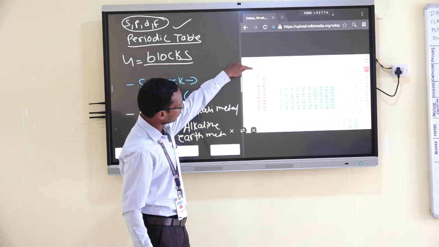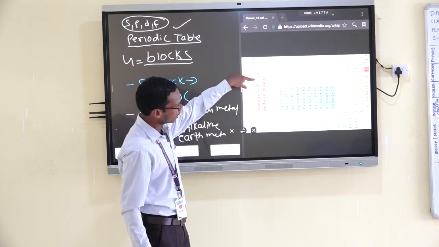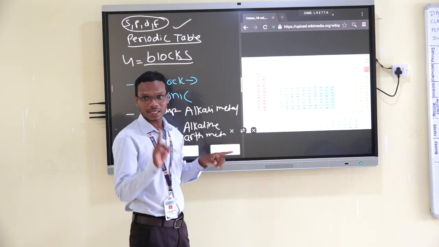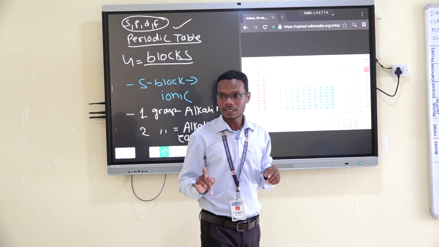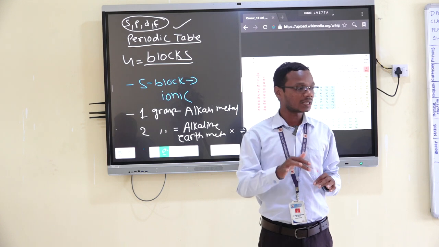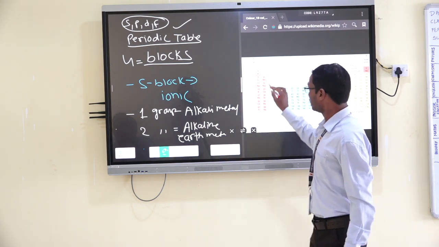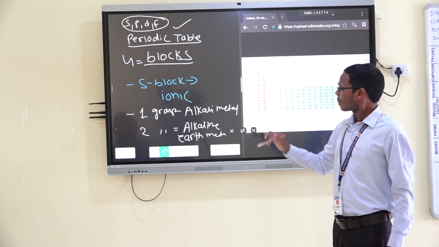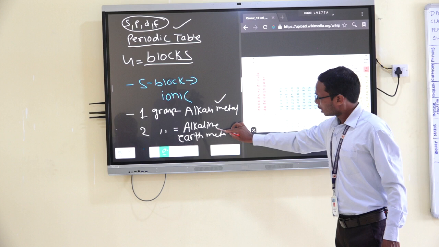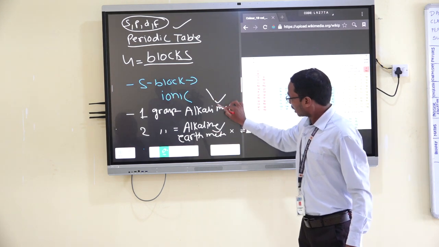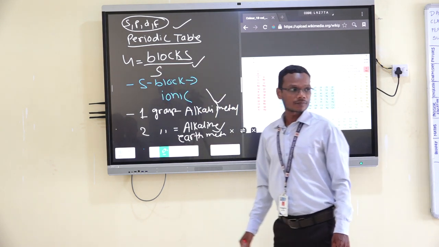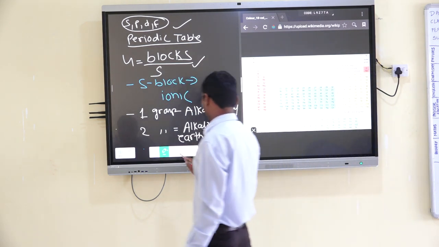First one, this one: hydrogen, lithium, sodium, potassium, rubidium, cesium, francium: H, Li, Na, K, Rb, Cs, Fr. These 7 elements are called alkali metals. The exception is hydrogen, which is not a metal. So group 1 is called alkali metals, group 2 is called alkaline earth metals. Both are called S block elements. Okay, fine. Now come to P block.